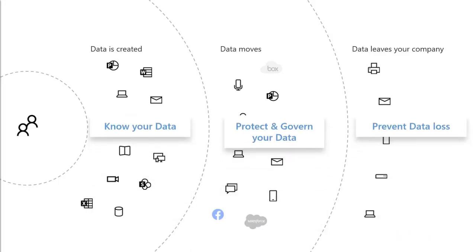So the really important factor here is that we know our data. So our data is created, we're labeling it, we know what it contains, we know what extra controls we need to apply to that. And that's where protect and govern your data comes into play. So applying the proper controls and policies there to ensure that it's managed in a really good way, and preventing data loss as well. So when our data leaves the company, we're ensuring that the right data is allowed to leave, but the sensitive data is either controlled in a better way, or it's prevented from leaving the organization.